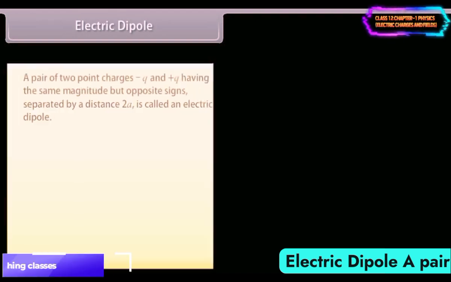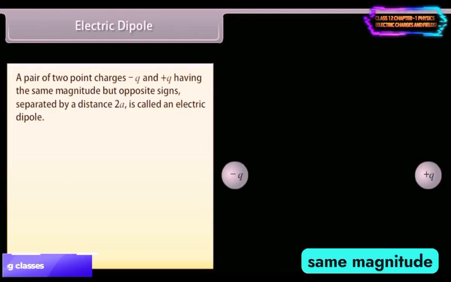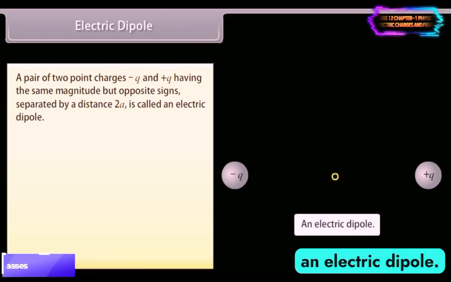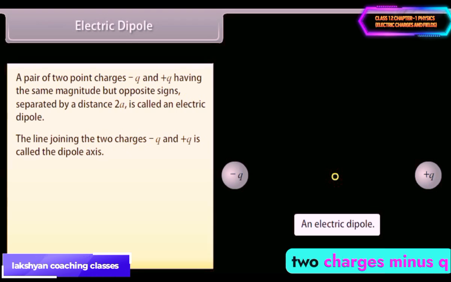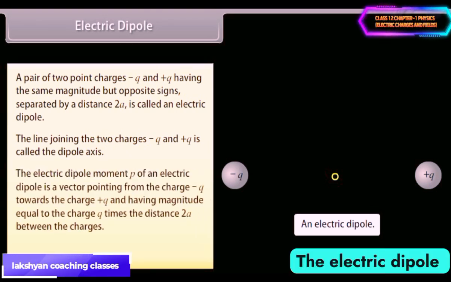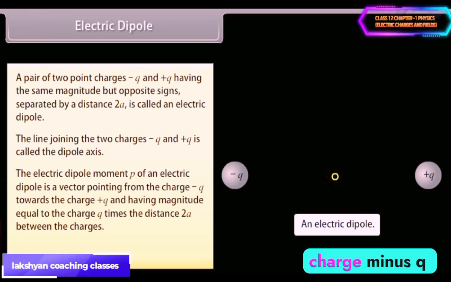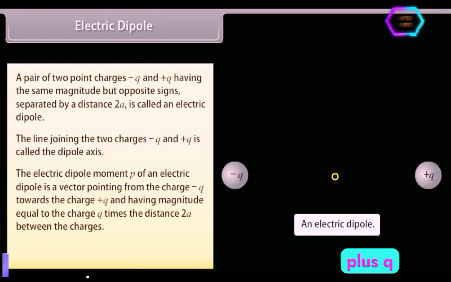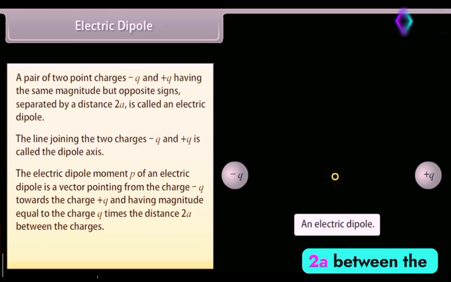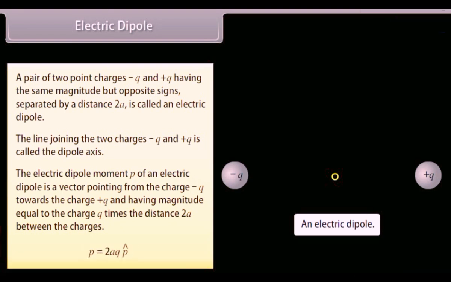Electric dipole. A pair of two point charges, minus Q and plus Q, having the same magnitude but opposite signs, separated by a distance 2a, is called an electric dipole. The line joining the two charges, minus Q and plus Q, is called the dipole axis. The electric dipole moment P of an electric dipole is a vector pointing from the charge minus Q towards the charge plus Q and having magnitude equal to the charge Q times the distance 2a between the charges. P is equal to 2aq P cap.